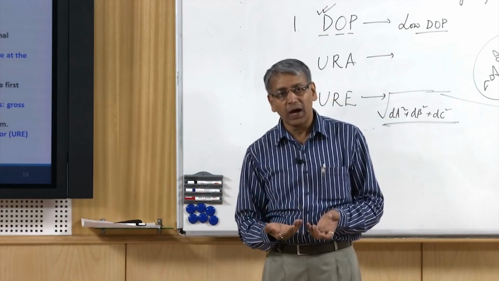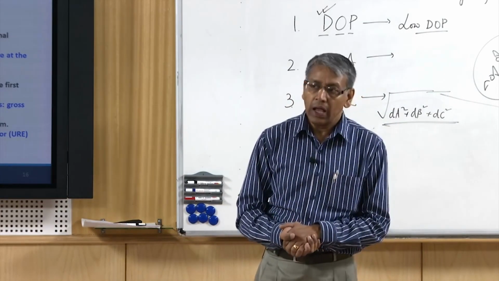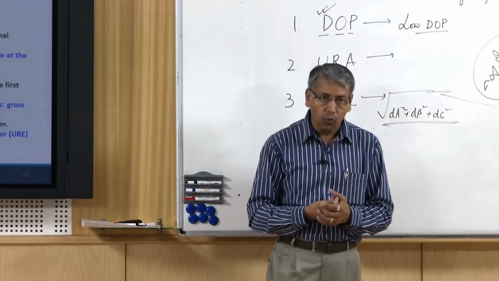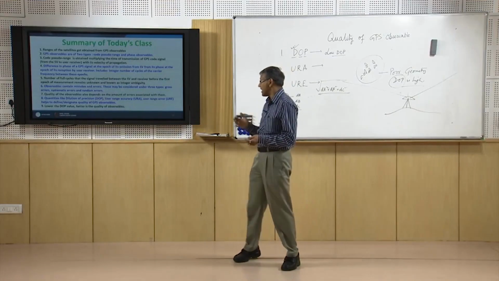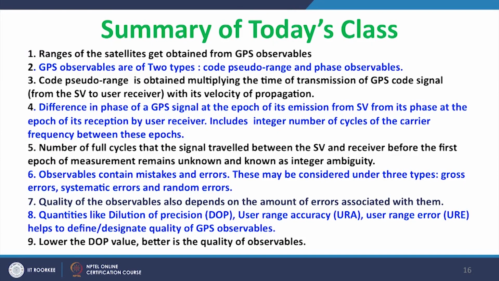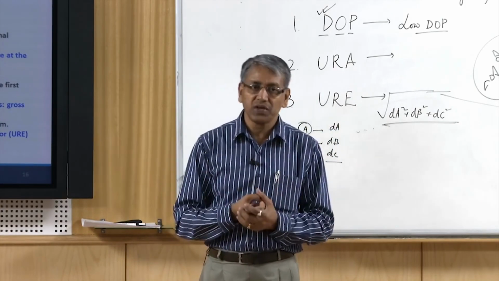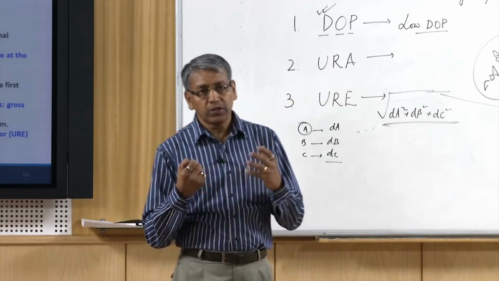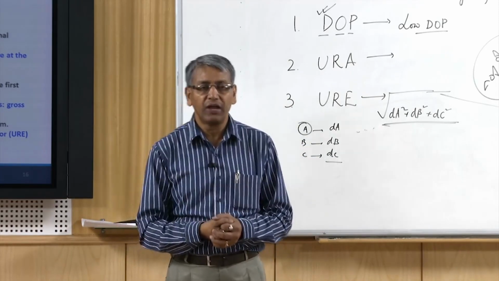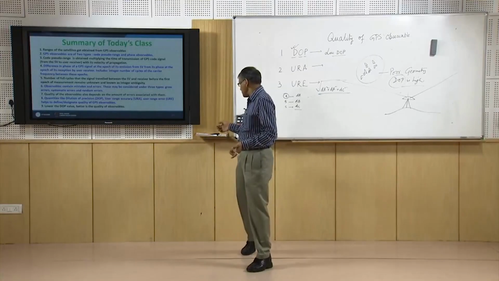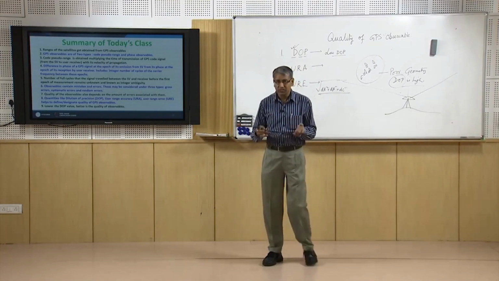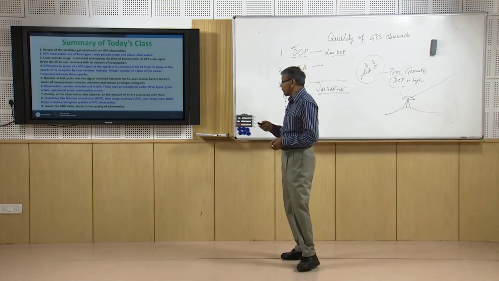The lesser the error, the better the quality, and that we can judge quantitatively using three parameters: DOP, URA and URE. The most simple and widely available parameter is DOP, which we can check even during our GPS observation, GPS surveying. So during GPS surveying we should take those data when the DOP value is low. Low means it may be 1 or 2, something like that. Of course this value will depend upon the nature of the project.